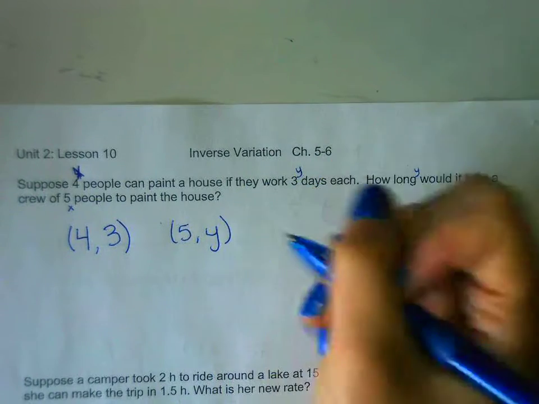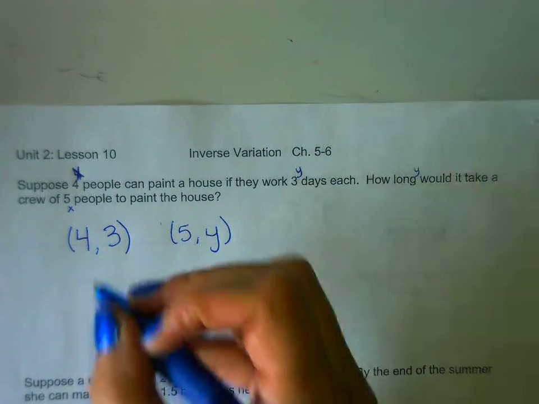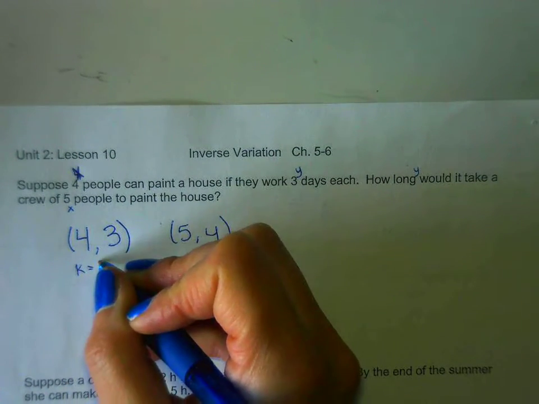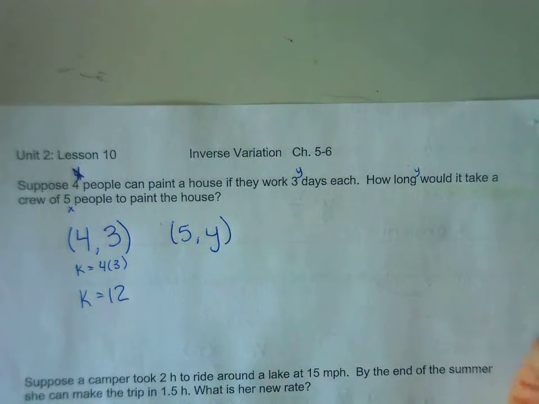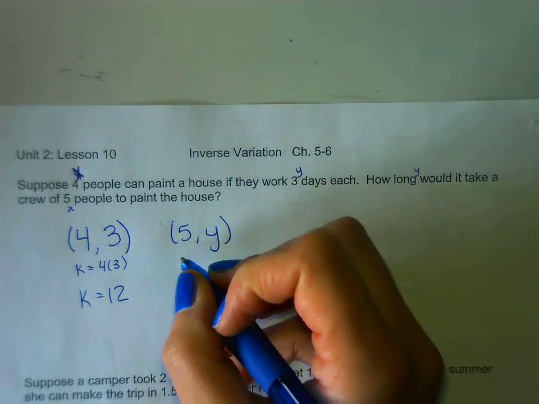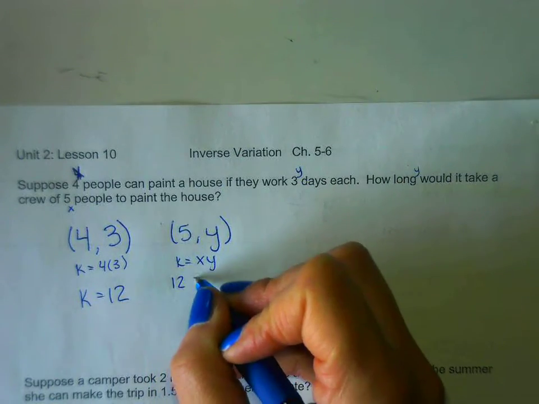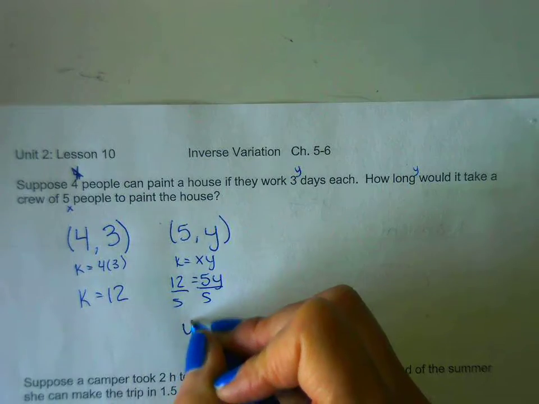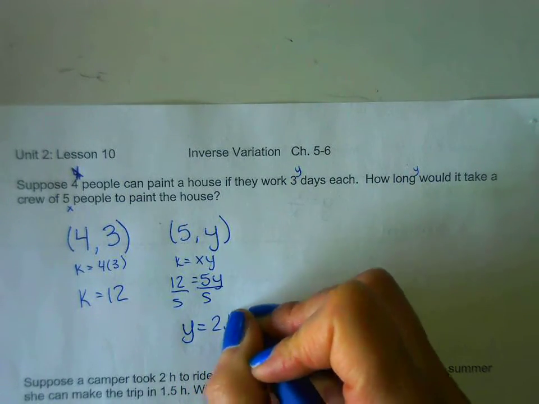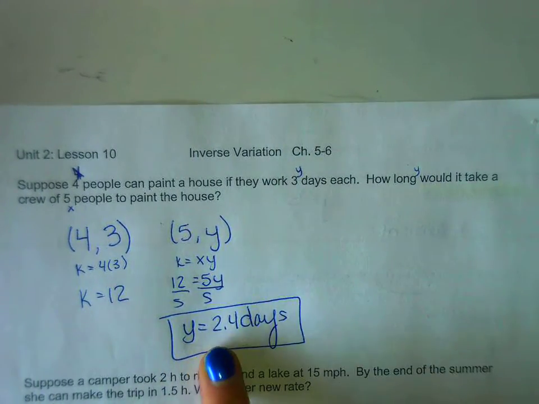So in this situation, this is an inverse variation. So my constant is going to be my x times my y. So my constant is 12. So to find my missing y, I know I'm still dealing with an inverse, my constant is 12, my x is 5, and I don't know my y. y is 2.4 days. So each person would have to work 2.4 days, which would make sense. If you're adding another person, your time should go down.